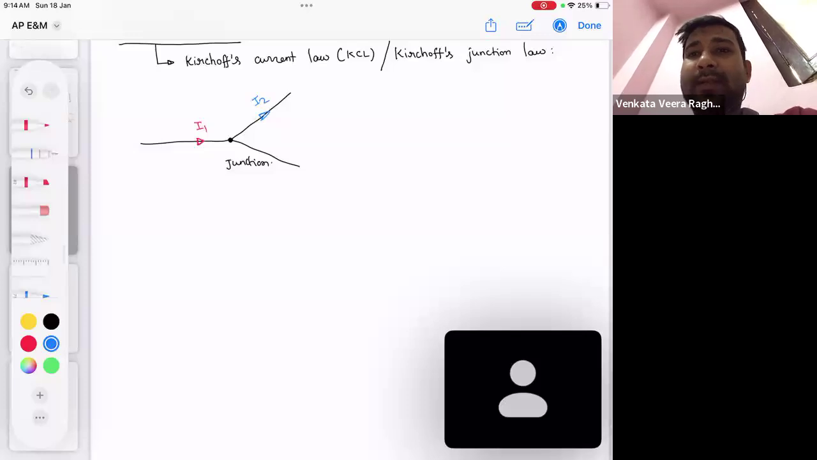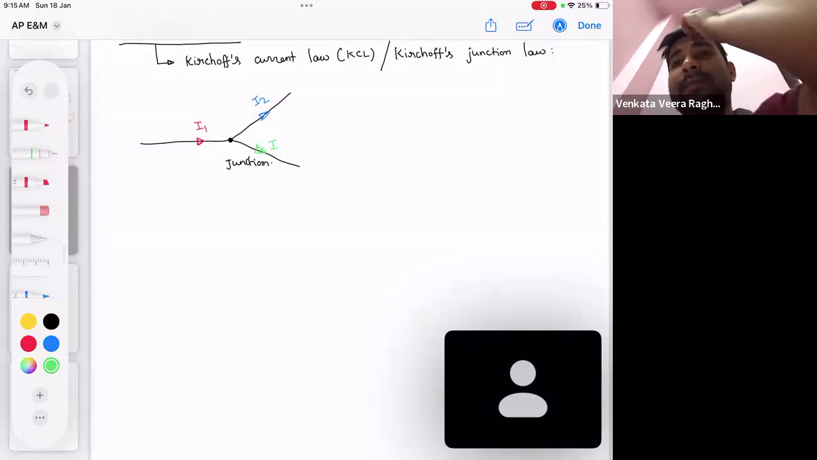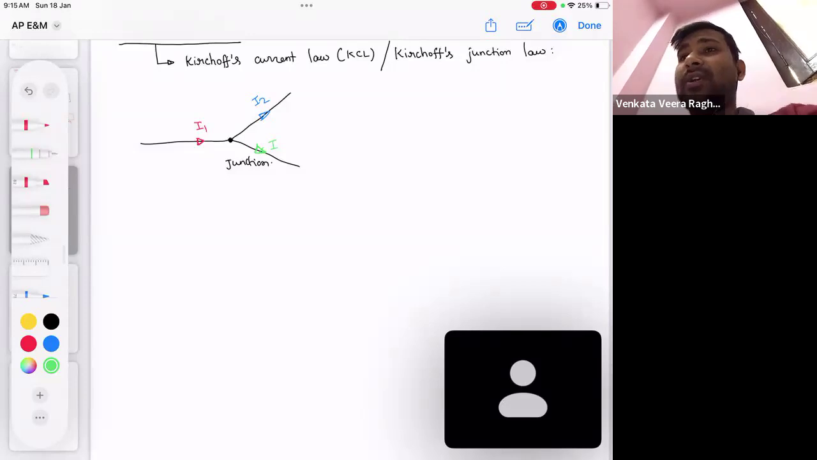I2. And this branch has what current? Something I3. Okay. Please understand the direction. Direction is very important here. Whenever we are applying the Kirchhoff's junction law or current law, the direction of current in the branches is very much important. So what is the thing we are going to write in the Kirchhoff's current law or junction law?